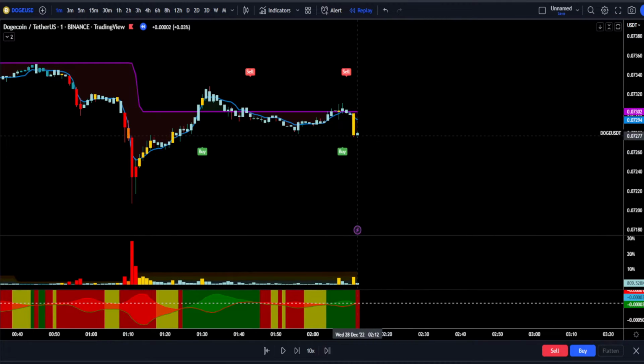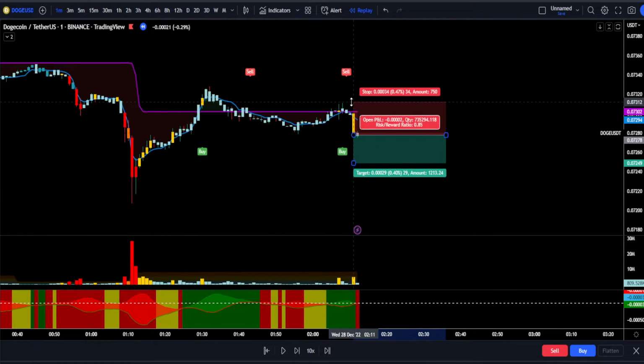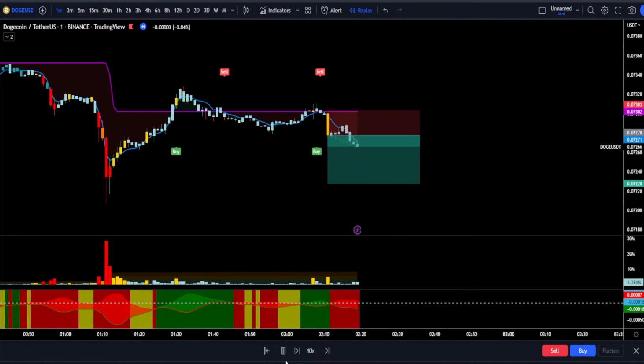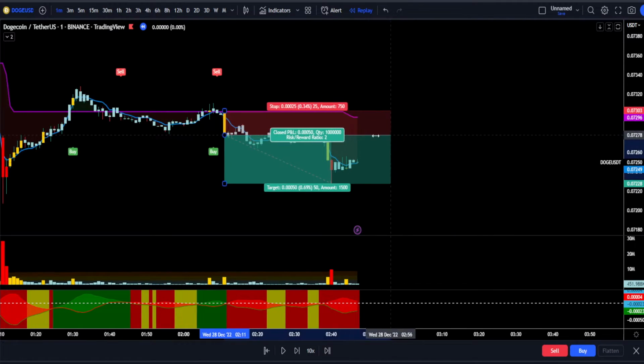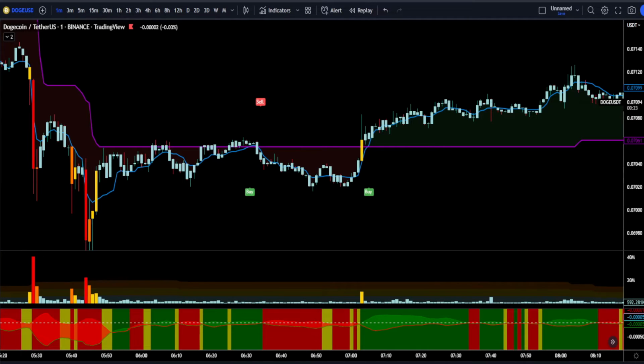We would be entering our short position on the close of our trigger candlestick. Bring your stop loss up towards either your most recent swing high or your purple line. As I said, whichever is closest to your entry point. And once again, we're going to be targeting 2 times the risk. Another successful trade.